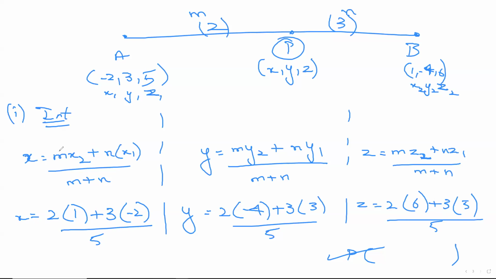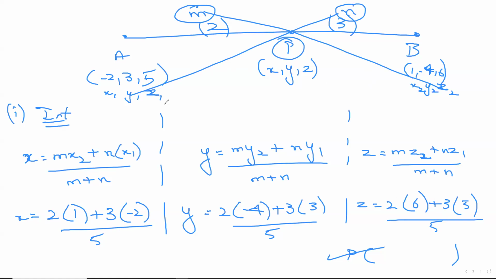So it's always M, crisscross basically. M into X2 part, N into X1 part. Same thing, N into Y1, M into Y2. That's how it is. So whatever letter comes first, M, into the second coordinates. Whatever letter comes second, N, into the first coordinates. It's supposed to crisscross. Then X is equal to, do the math here. So you get the answer as -4 by 5.